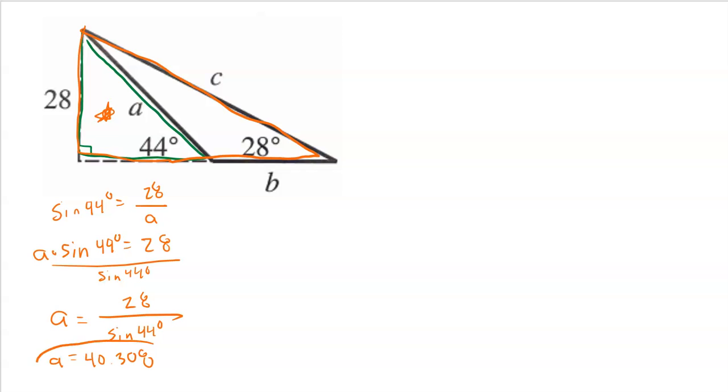40.308. So that is the length of A. All right, now I'm going to look at this big triangle right here, and I'm going to do something very similar to help me find C. This time I'm going to use sine of 28 degrees equals opposite 28 divided by hypotenuse C. So I'm almost ignoring this line right here, and I'm looking at this big triangle. Sine of 28 equals the opposite 28 divided by the hypotenuse C.